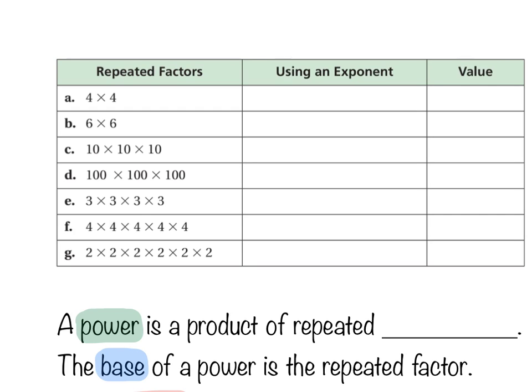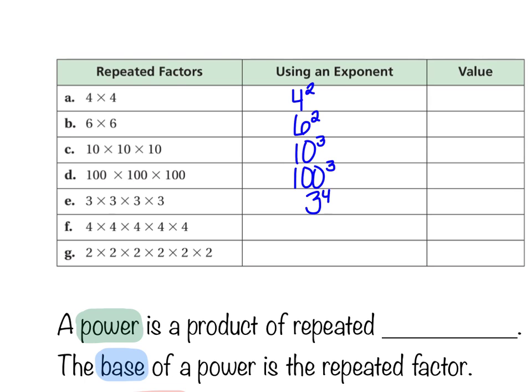So we have the 4 being repeated twice. So that's 4 squared, 4 times 4. And 6 times 6 is 6 squared. And 10 times 10 times 10 is 10 to the 3rd power, or we could say 10 cubed. And then we have 100 cubed. And then we have 3 times 3 times 3 times 3, which is 3 to the 4th power.